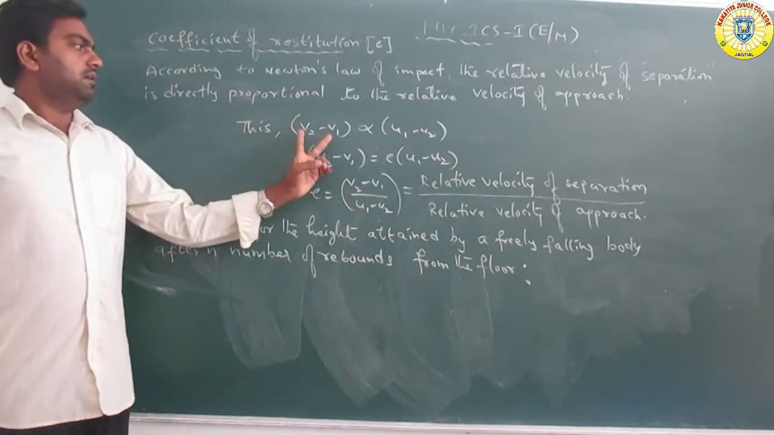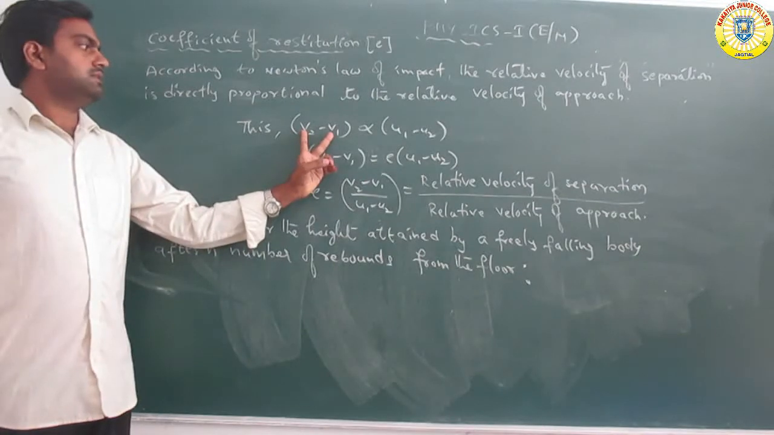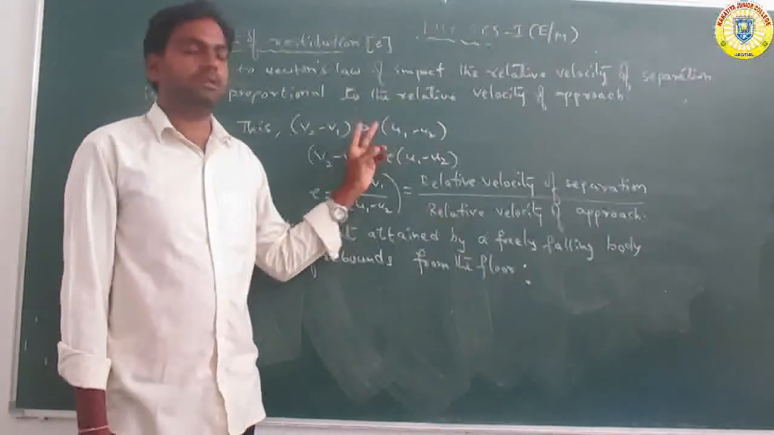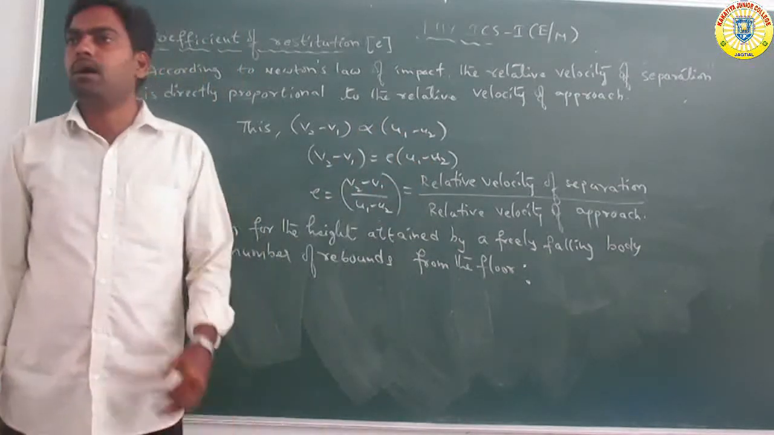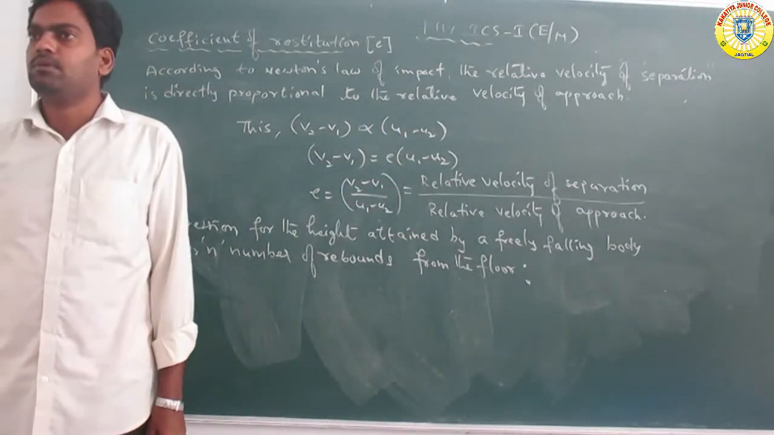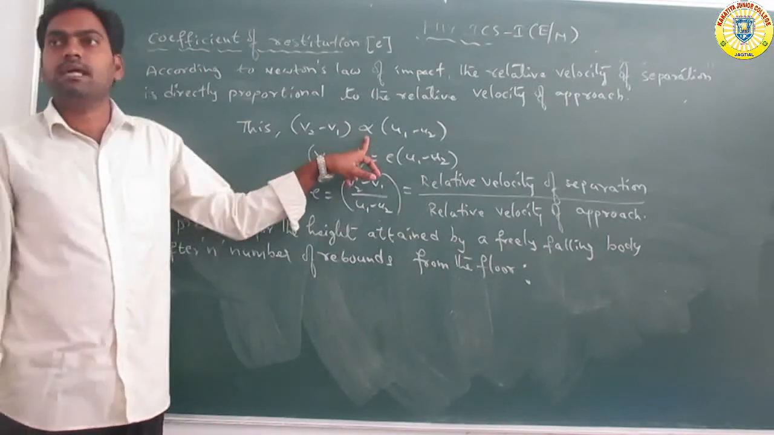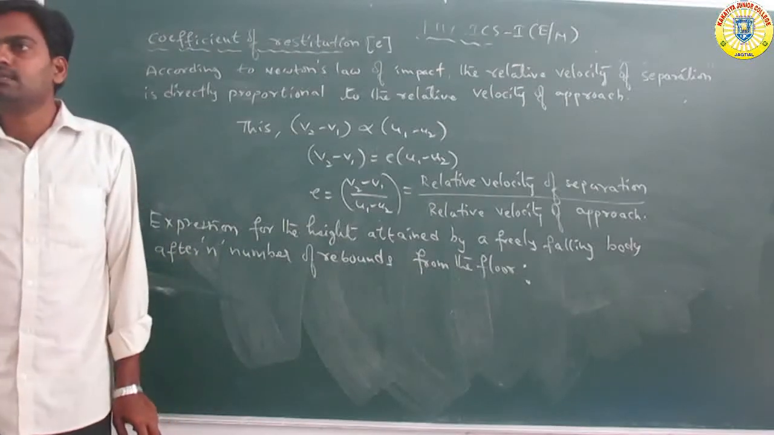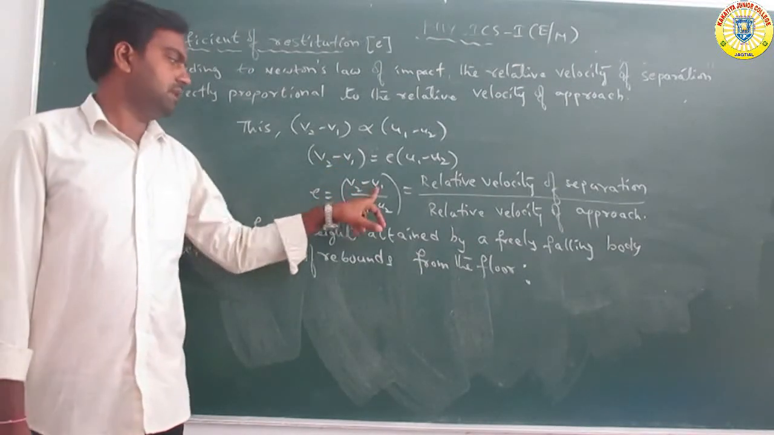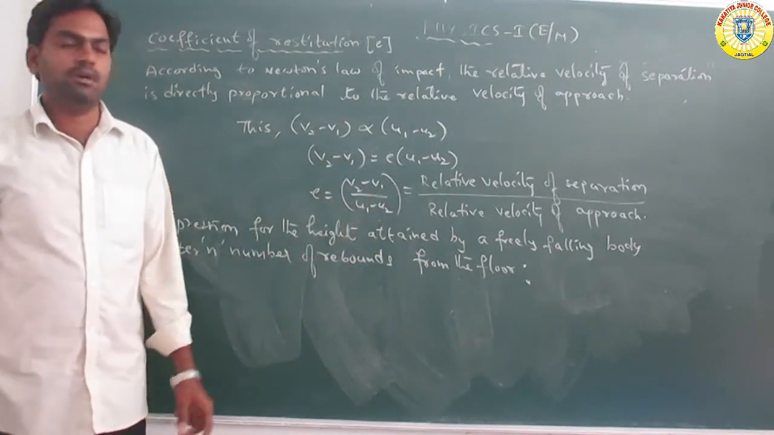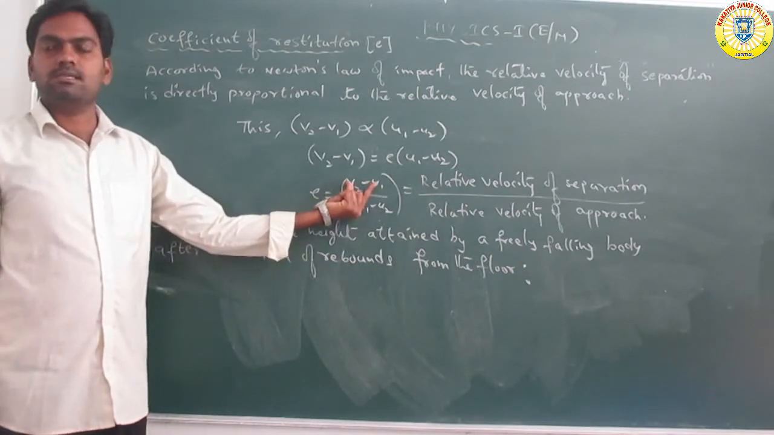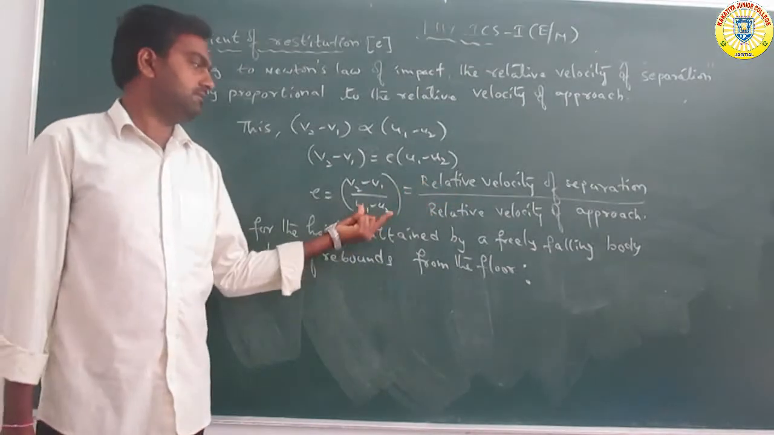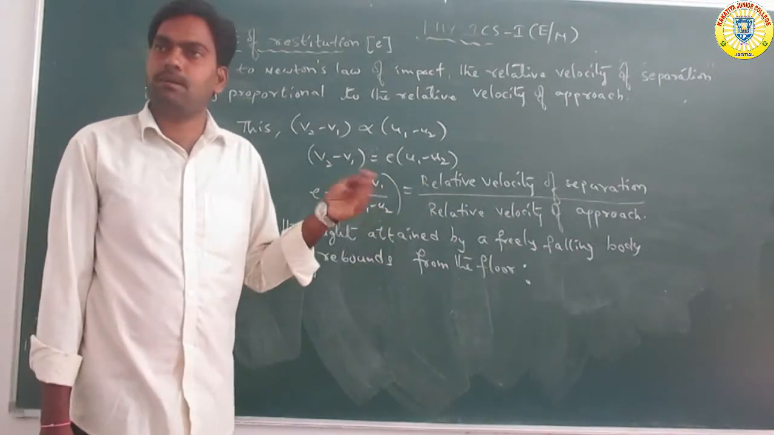So the relative velocity of separation after collision is directly proportional to the relative velocity of approach before collision. This is a directly proportional relation. Taking a constant of proportionality, e is equal to V2 minus V1 by U1 minus U2. So, the relative velocity of approach and the relative velocity of separation.